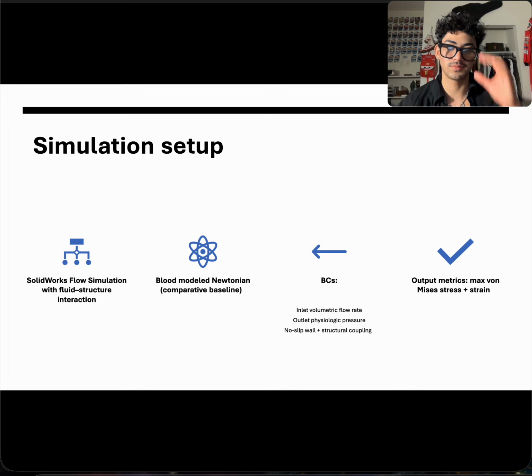So, simulation setup. All simulations were performed in SolidWorks with fluid structure interaction. Blood was modeled as a Newtonian fluid, so that differences in results were driven by vessel material mechanics rather than rheology assumptions. The inlet boundary was a specified volumetric flow rate for either normal or 5 times the conditions. The outlet was a physiologic pressure, and the lumen wall used no slip flow coupled to structural analysis. For each run, I recorded maximum von Mises stress and maximum equivalent strain to compare designs on both load-bearing safety and deformation behavior.